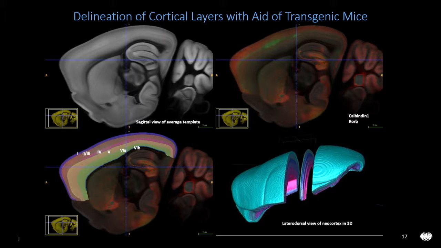What we did is we loaded the transgenic data. We have different lines of transgenic data expressing in layers 1, 2, 3, 4, 5, and 6. We load this data so we can draw the cortical layers throughout the cortex very smoothly. So this is the final product, the 3D view of each cortical layer, just like a rainbow.